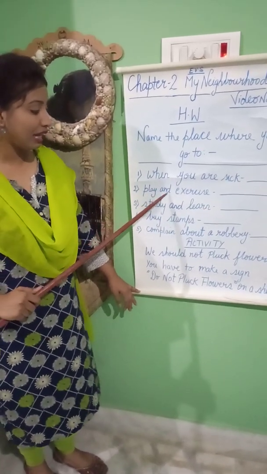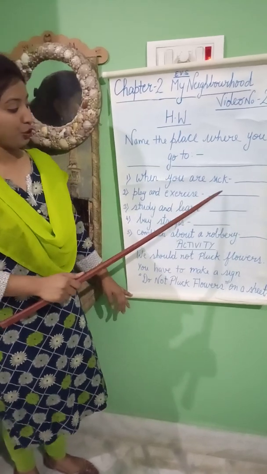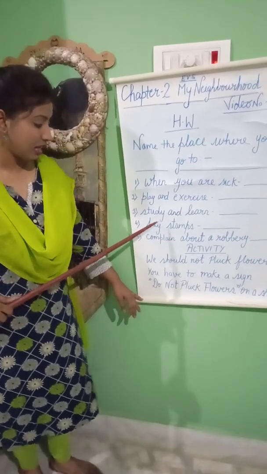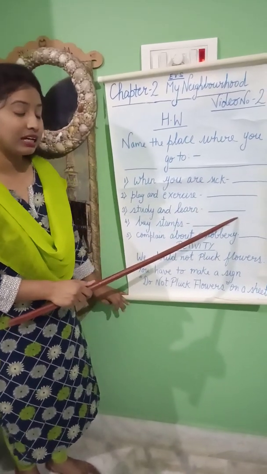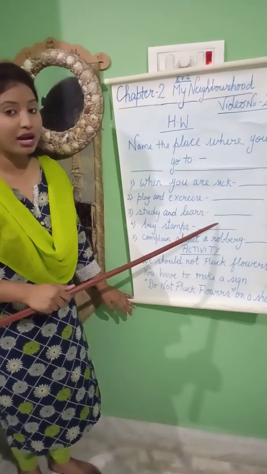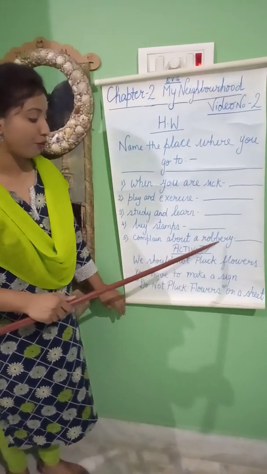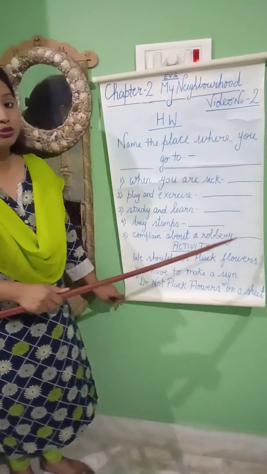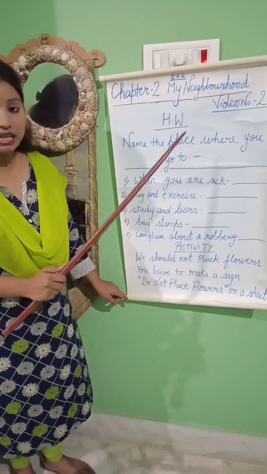Next, play and exercise. Where do we play and exercise? You have to write the name of a place. Study and learn. Where do you go to study and learn? Fourth, buy stamps. Where do we buy stamps? 5. Complain about a robbery. Where do we complain about a robbery? In all the blanks you have to write the name of the places.